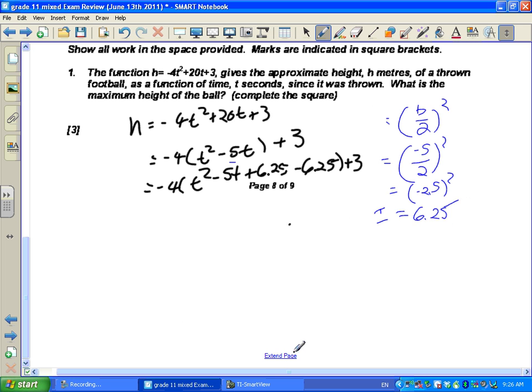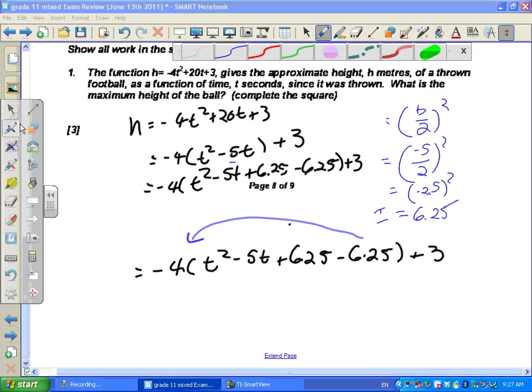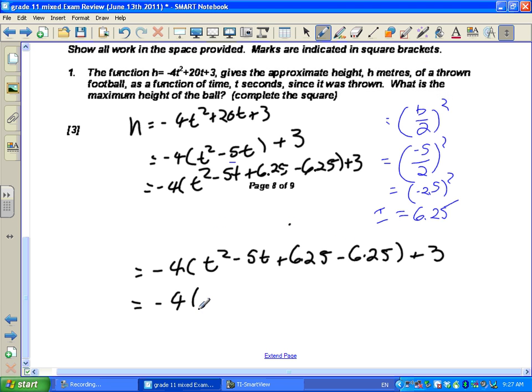I'm going to rewrite it so it's a little easier to read. In order to make a perfect square trinomial, I only need these 3 terms, which means I need to move the negative 6.25 to the outside of the brackets. When I move it outside the brackets, I have to multiply by the number in front of the brackets. So I'm going to have to multiply negative 6.25 times negative 4. So we'll be left with just the first 3 terms inside the bracket.